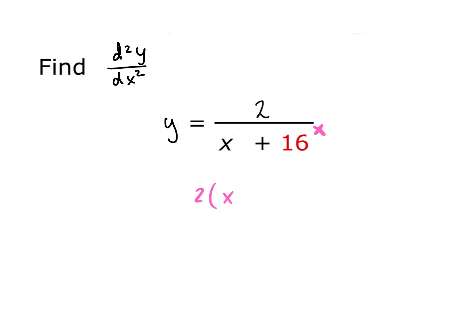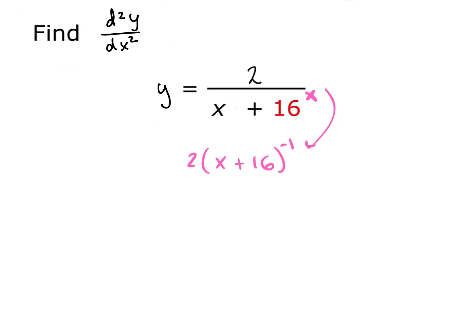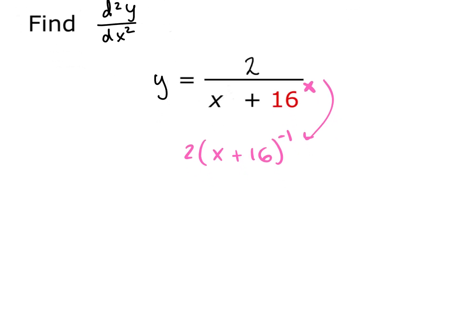So if we had 2 times (x plus 16) to the power of negative 1, this is the same thing. I just rewrote it to look different. From here we can take our derivative and use the chain rule. So I have negative 2 times (x plus 16), because the inside parentheses stay exactly the same, to the power of negative 2 now, times the derivative of the inside. What's the derivative of the inside? Just 1. So this would just be negative 2 times (x plus 16) to the power of negative 2. This is our first derivative.